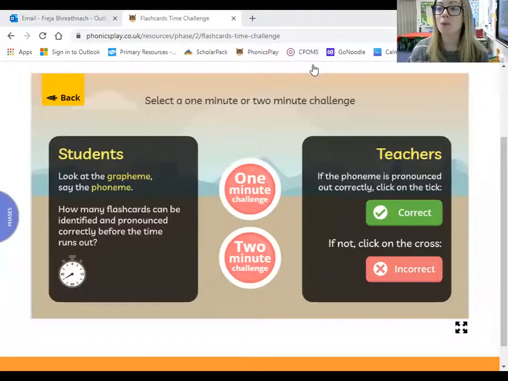We're going to do some more phonics together today, and we're going to warm our brains up this morning by doing some flashcards. We're going to see how many sounds we can remember in a minute. Remember, at home I want you to join in with the actions as well as saying the sounds. Off we go.